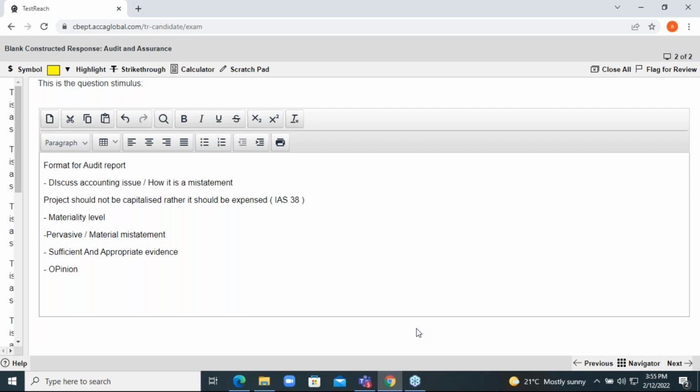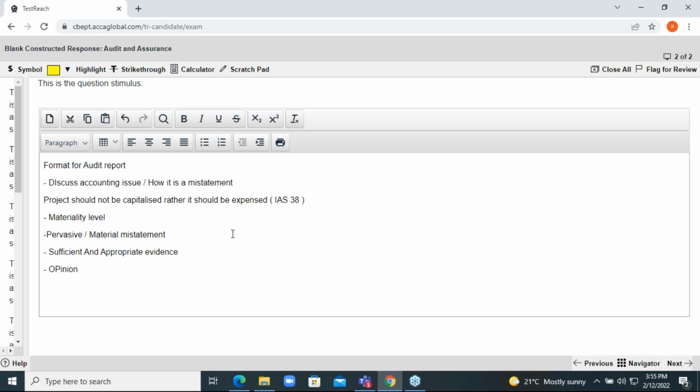Now we are going to discuss first of all that there is a criteria, and if certain projects meet these criteria, then we are going to capitalize them. As in the data, it is clear that this project has not met the criteria, so it should not have been capitalized. Now this is a misstatement. Now we have proved that this is a misstatement, and the argument that we used is IAS 38.